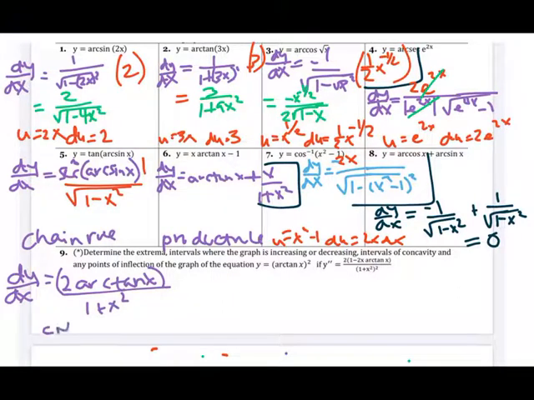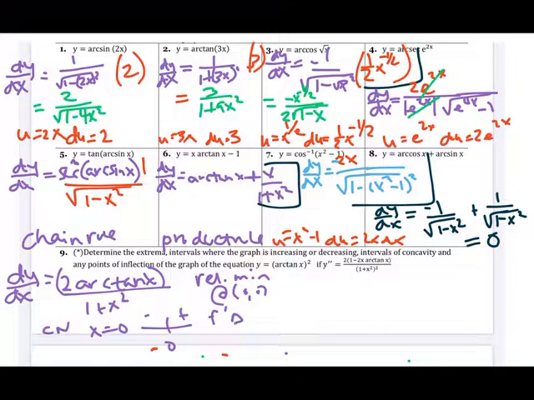Our only critical number here is going to occur when x is equal to 0. If we make a sign chart, that's going to give us negative, positive for our derivative, which means there is a relative min at 0, 0, since f prime changes from negative to positive there. It is decreasing from negative infinity to 0 and increasing from 0 to infinity.